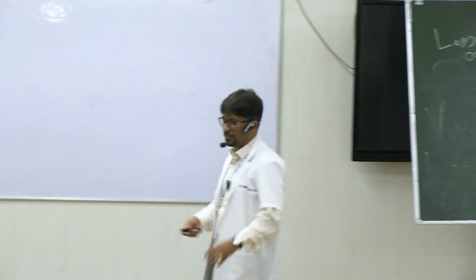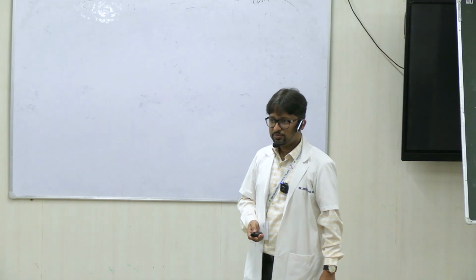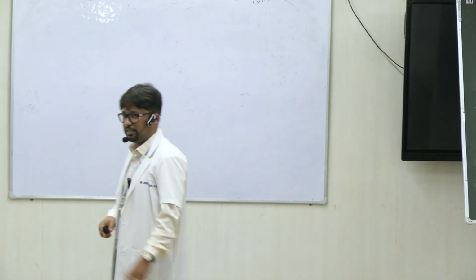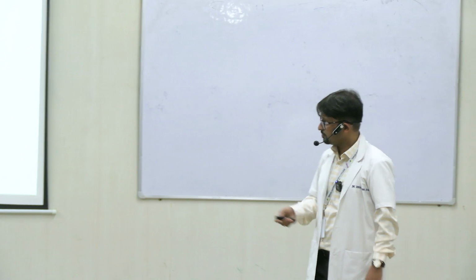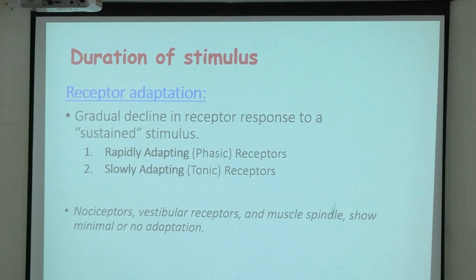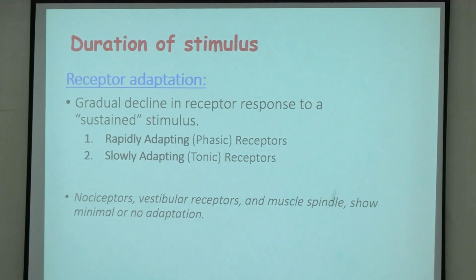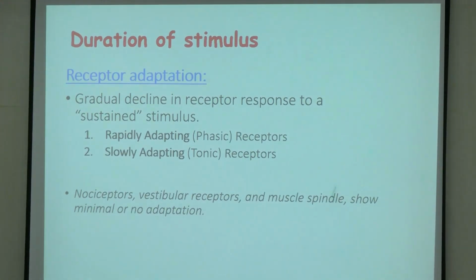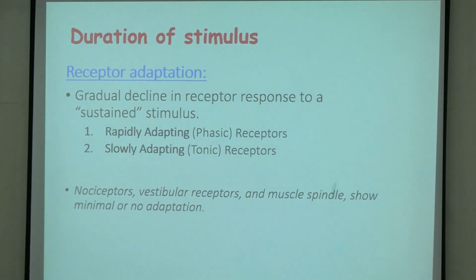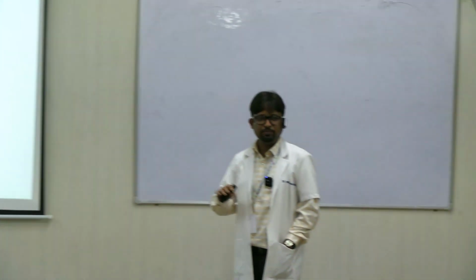If this process happens very fast, rapidly adapting receptors, right? So touch is an example of rapidly adapting receptor. Vibration also. Slowly adapting receptors are called as tonic receptors, right? Examples being deep pressure, right, and proprioceptors, right? So where the adaptation process is very minimal.